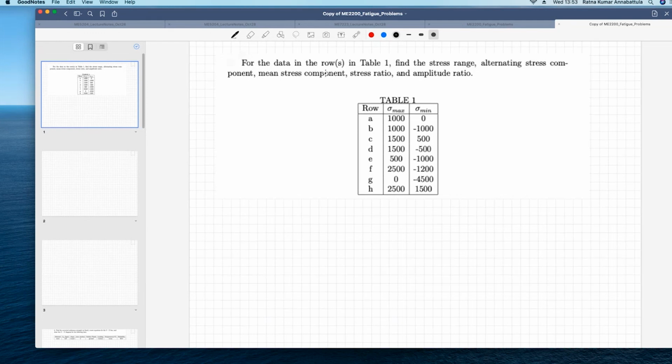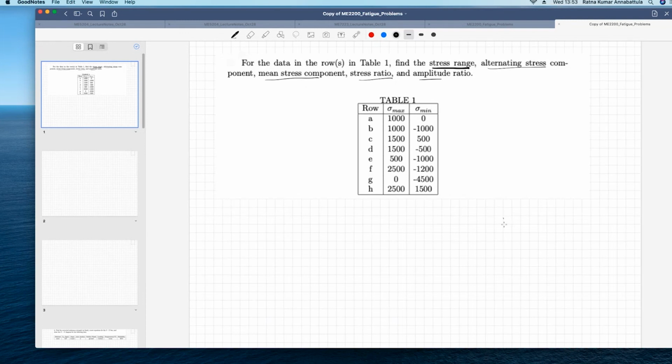The first question is, for the data shown in this table, find the stress range, alternating stress, mean component of stress, stress ratio, and amplitude ratio. These are the things that we need to find out for different types of loading, wherein the second column gives you sigma max and the third column gives you sigma min. So let us see what is stress range.